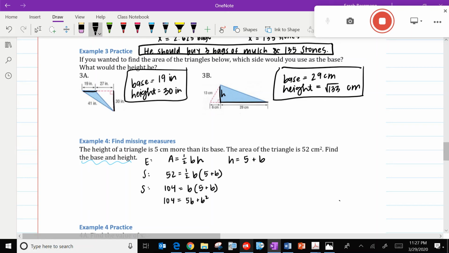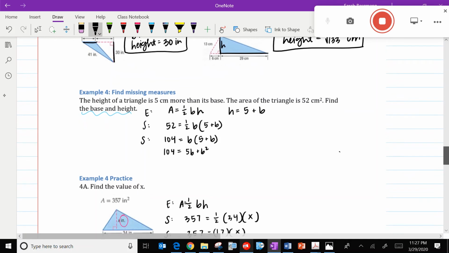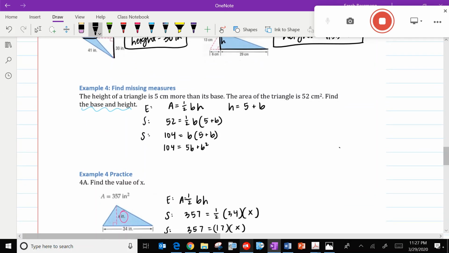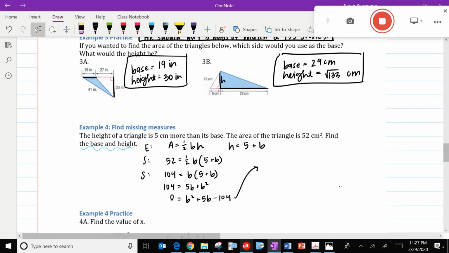Whenever I have an equation with b and b squared, I need to set it equal to 0 and either use quadratic formula or completing the square or graphing or factoring to solve this. So I'm going to use factoring.